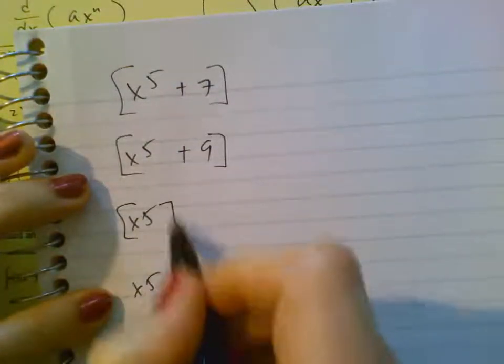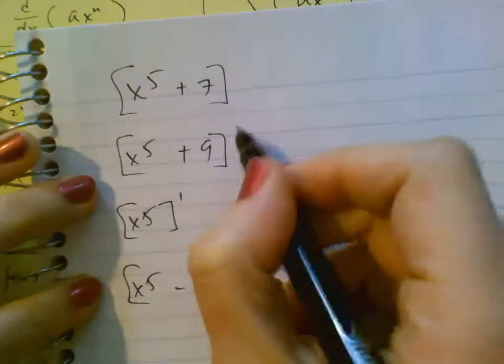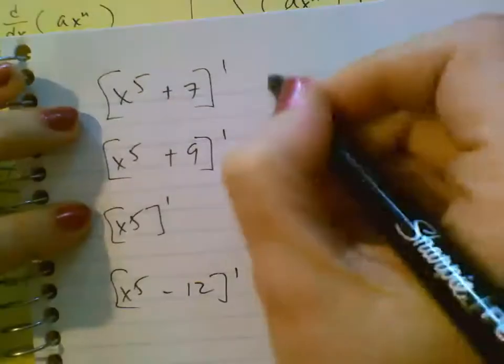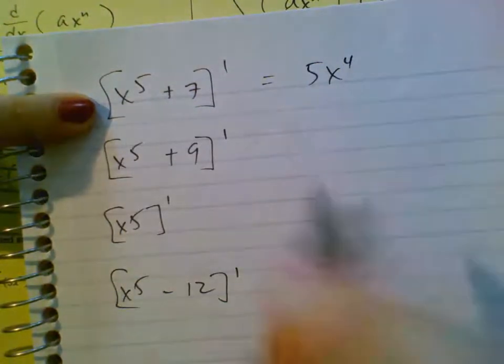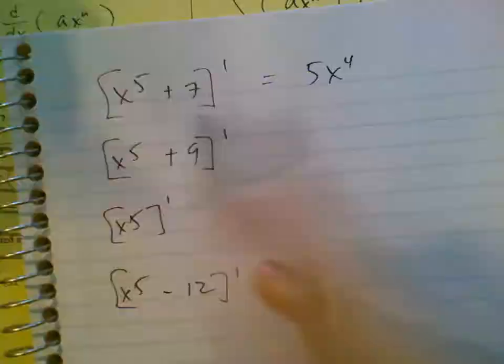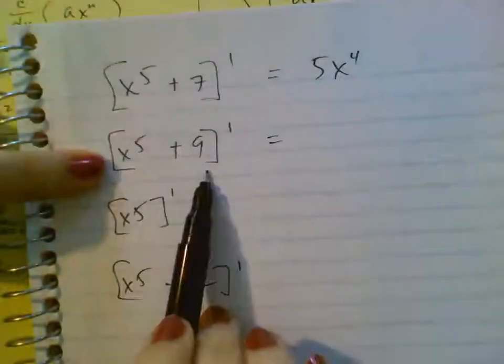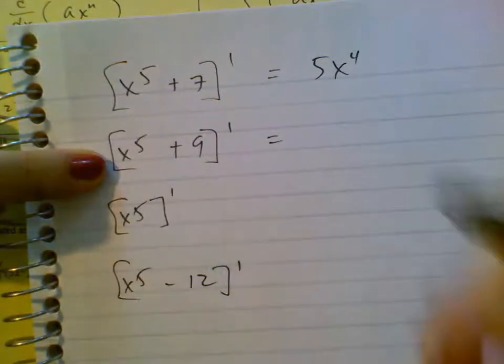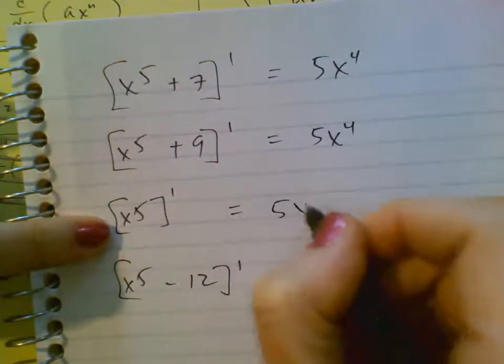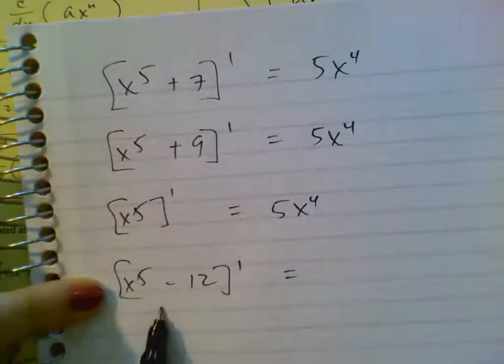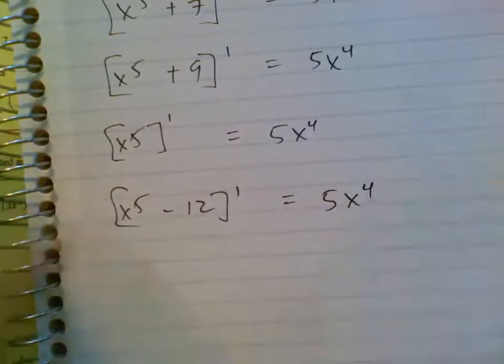For example, here's a bunch of functions, and let me just switch notation. I'll use prime notation. Say I want to take the derivatives of all of those. The derivative of x to the 5th plus 7 is 5x to the 4th, and the derivative of a constant is just 0. The derivative of x to the 5th plus 9 is 5x to the 4th. The derivative of just x to the 5th is 5x to the 4th. The derivative of this is 5x to the 4th.